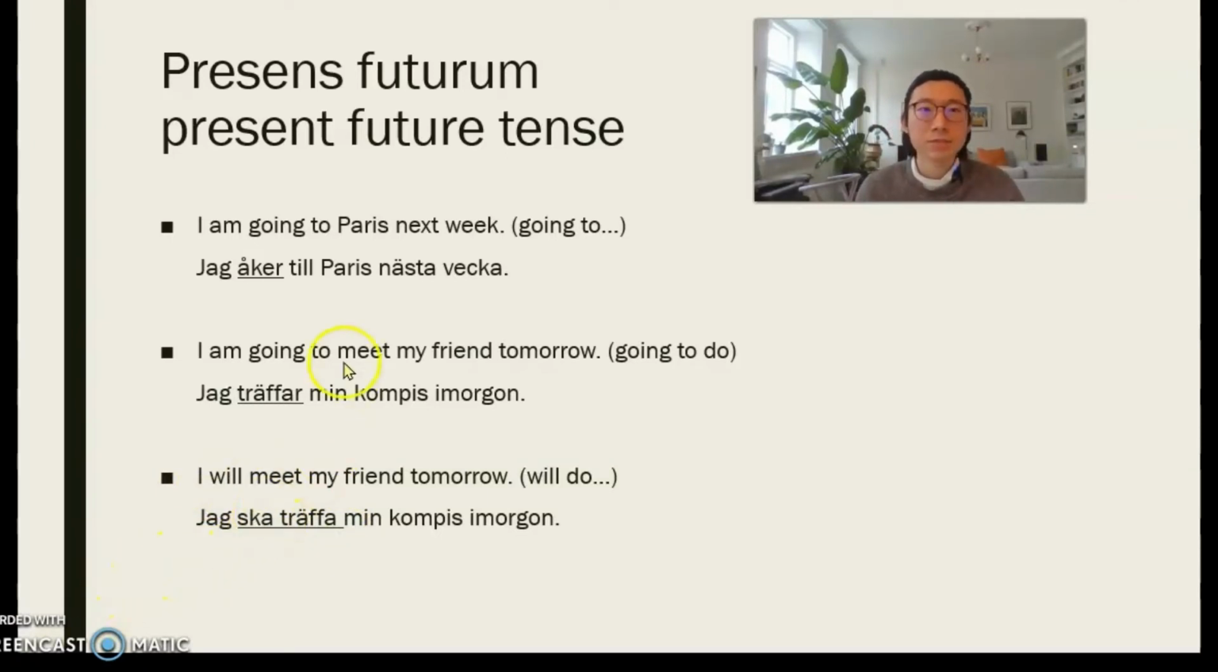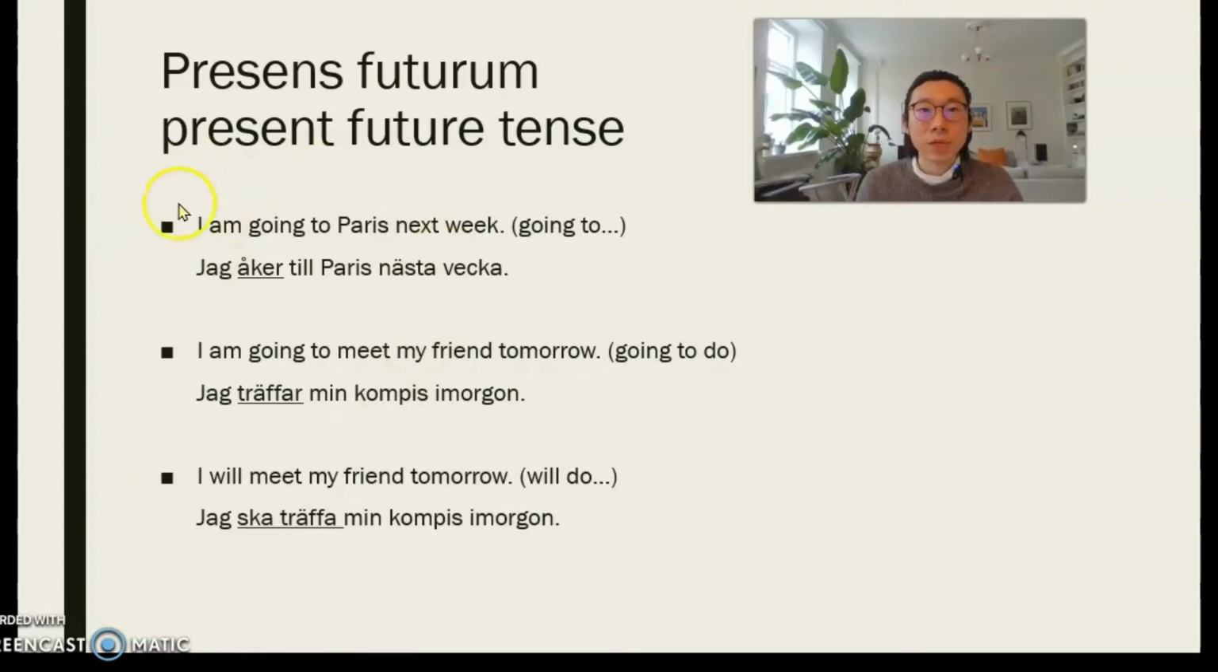So what are the differences between "I am going to do something" and "I will do something" in English? And what are the differences between "jag åker till Paris" eller "jag ska åka till Paris"? Actually, the differences are not that tremendous. They are very similar, but we have a different focus for the context.